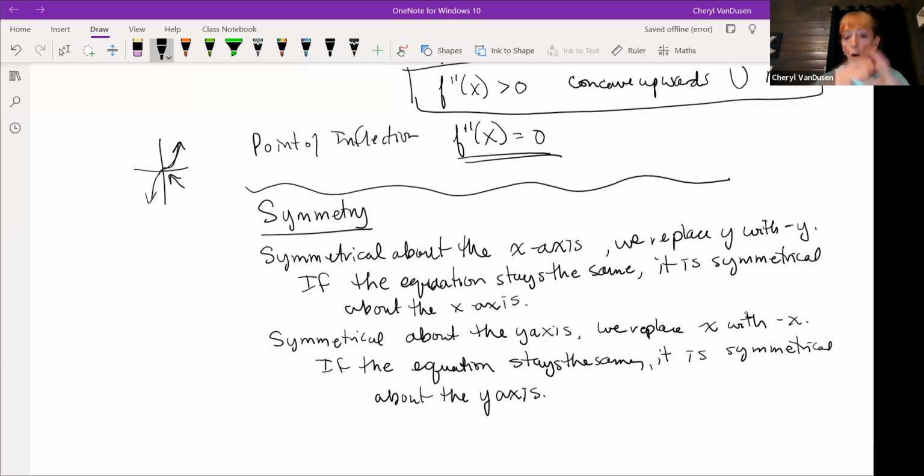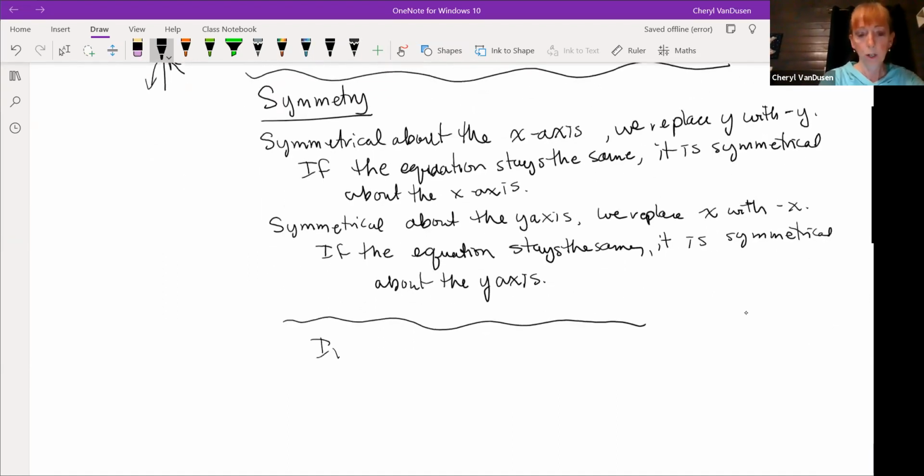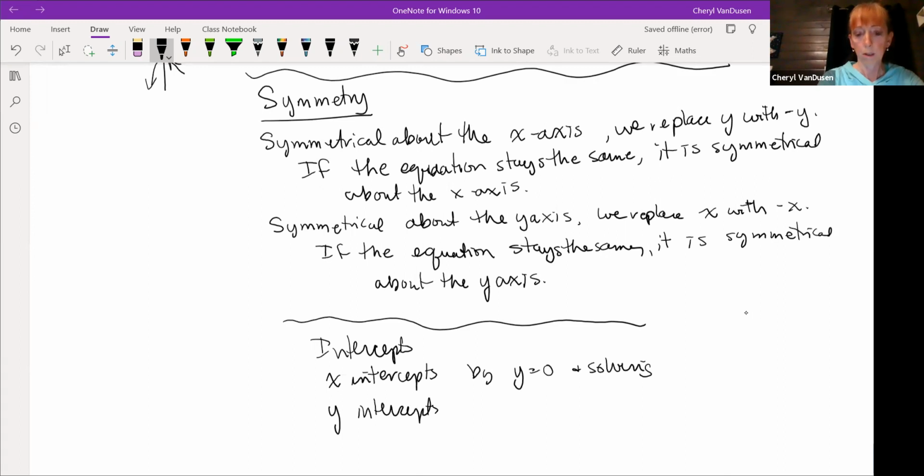One other thing just to note before I finish up, and again, not a lot to say about this, is intercepts. We know how to find intercepts. So you'll be asked to find the x-intercepts by setting y equal to 0 and solving. And you might be asked to find the y-intercepts by setting x equal to 0 and solving. That's something that goes way back to grade 10.